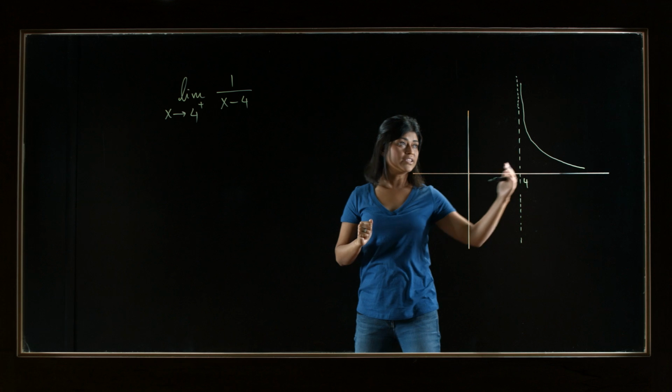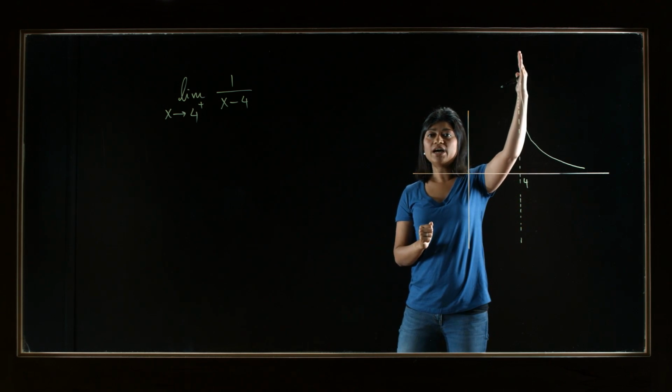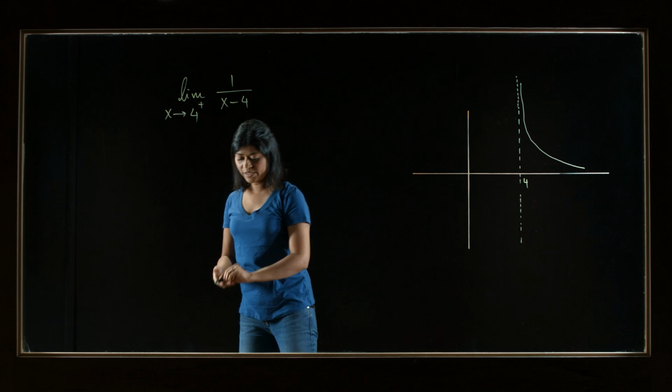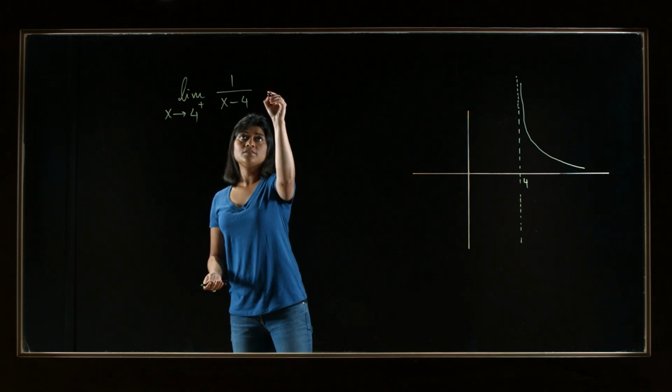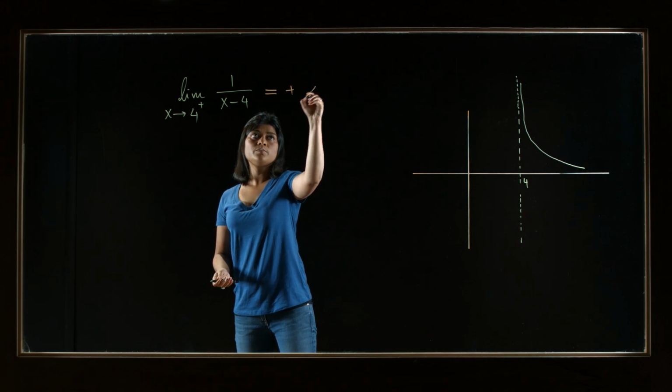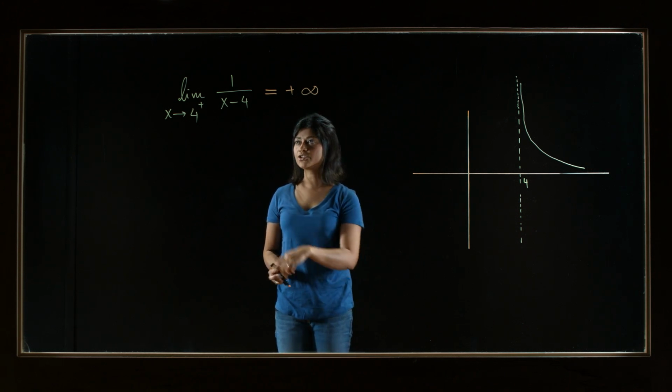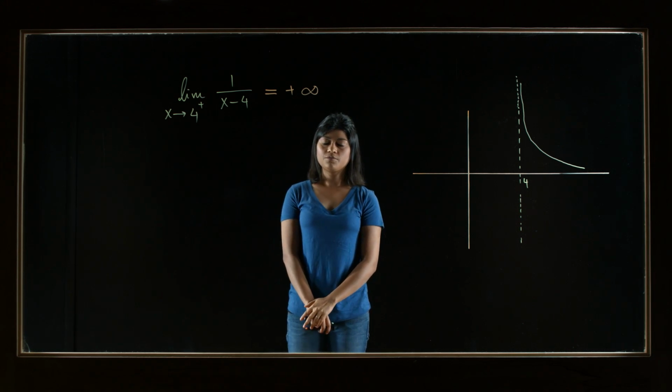And what does it mean by the function increasing without bound as x is approaching 4 from the right hand side? That just means that the function is approaching plus infinity. And that is the limit of this function as x is approaching 4 from the right.